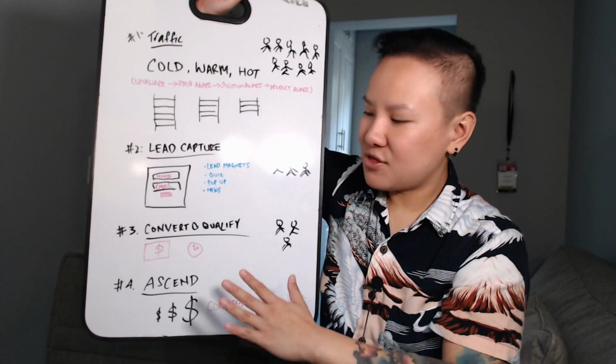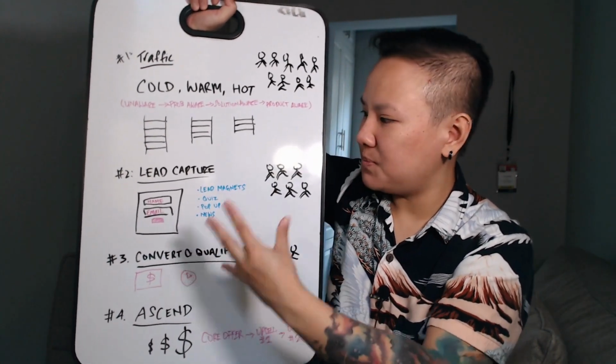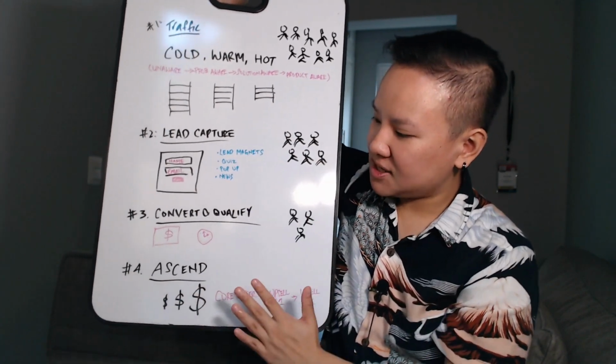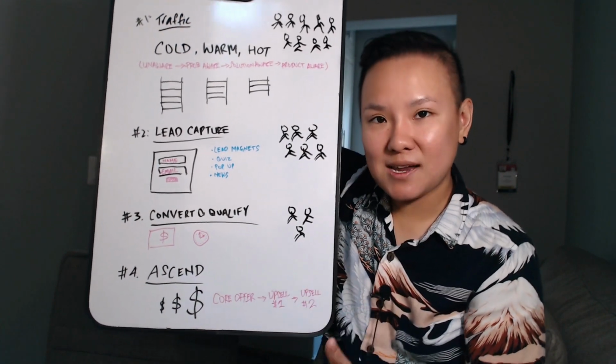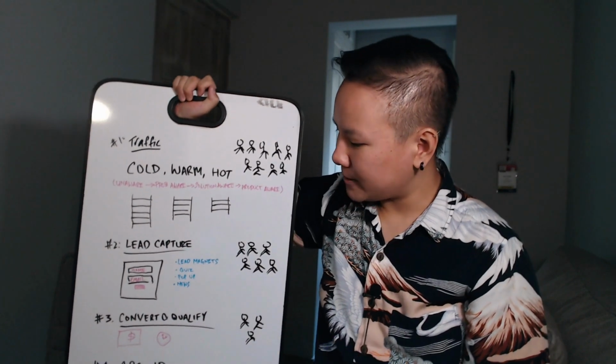And then we're going to go into the third stage. We're going to talk about how you convert and qualify some of the people from stage number 2, and then we're going to end off with stage number 4, the ascend stage. Once someone buys something from you at the end, at the bottom of the sales funnel, what can we do then? So let's jump right in.